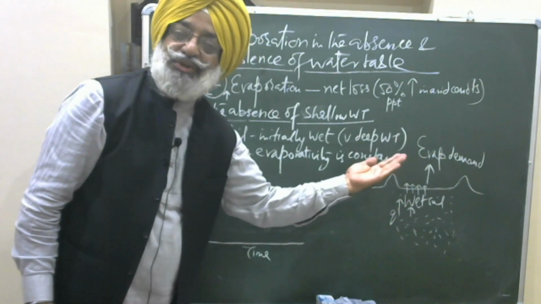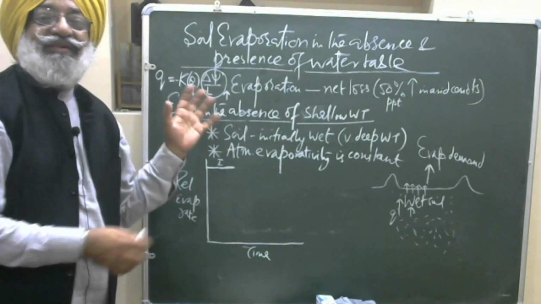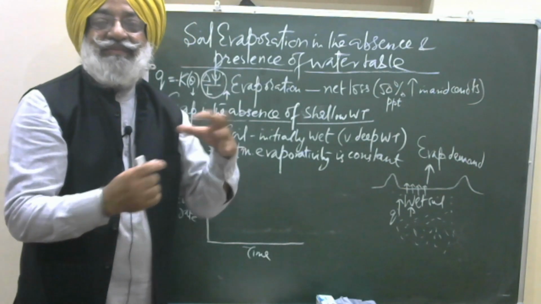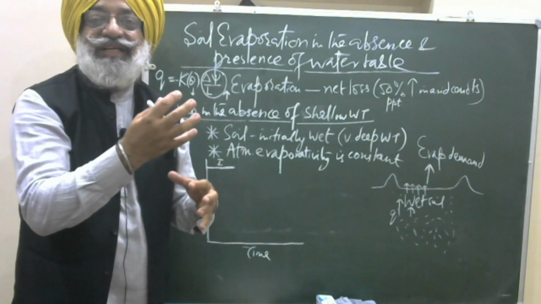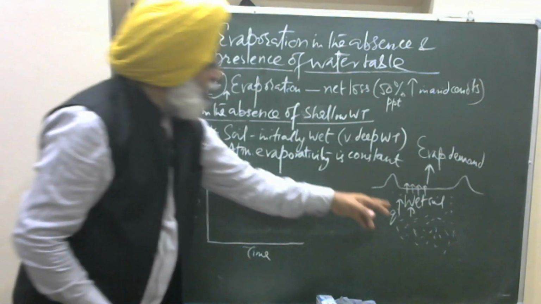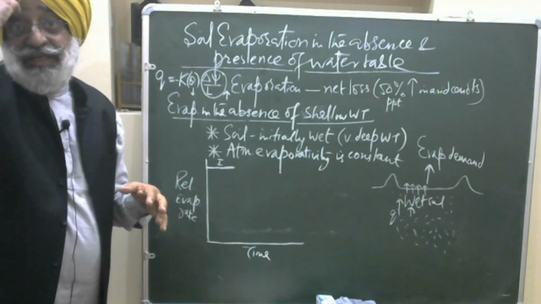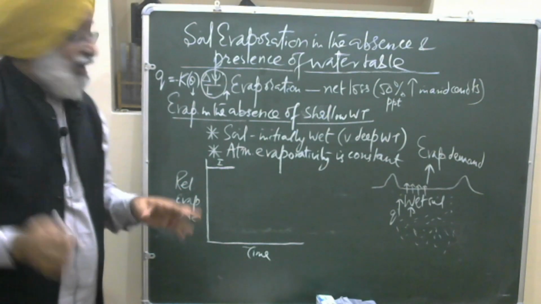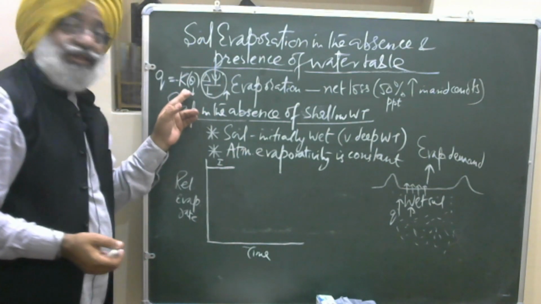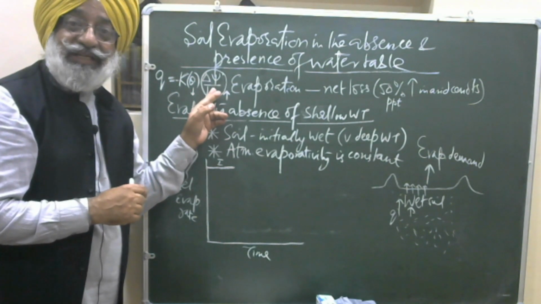Now what should happen is that because of the decrease in hydraulic conductivity, the flux of water should decrease. But because there is an increase in hydraulic gradient, the decrease in hydraulic conductivity is being balanced by the increase in hydraulic gradient. So ultimately the flux will take place. So water moves up to the surface layer and it meets the evaporative demand.